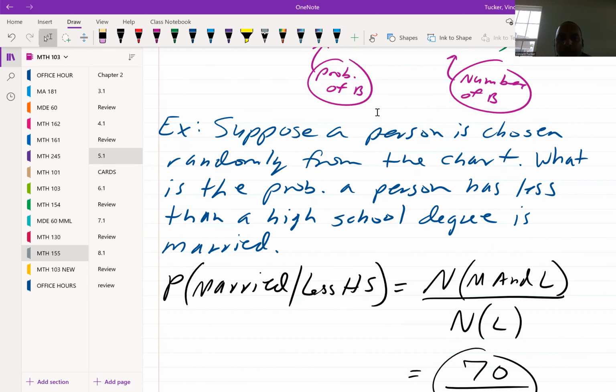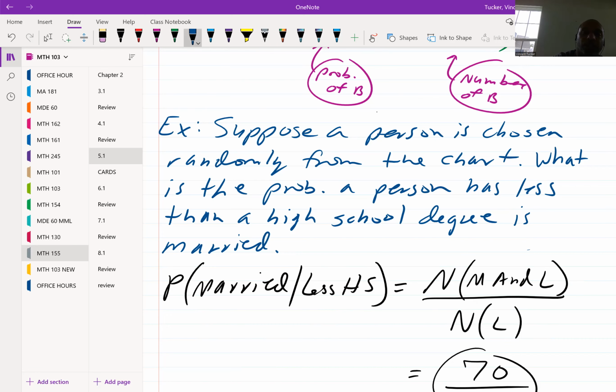So we want to know the probability a person is married given that they have less than a high school degree. That's the notation right here. So the person having less than a high school degree was already established, and we want the probability they are married. So we're going to go to the chart and look for the number of people that are married and have less than a high school degree. And the one on the bottom is the number of people that have less than a high school degree.